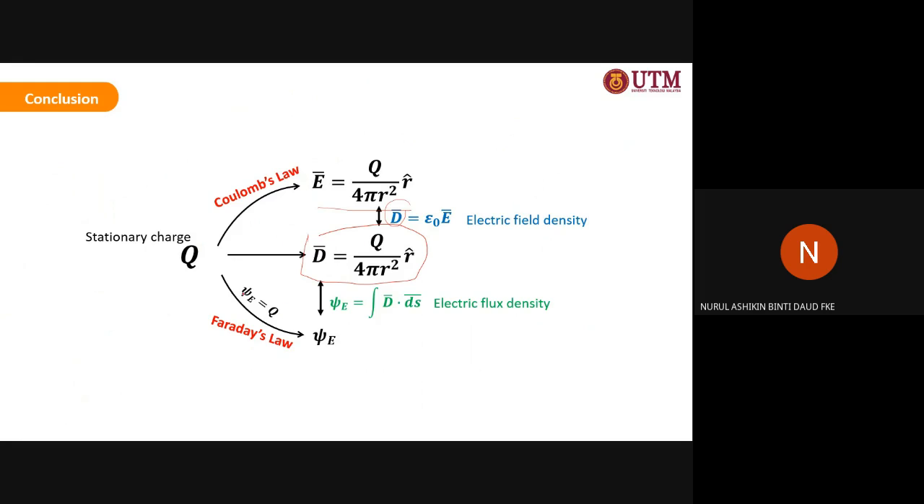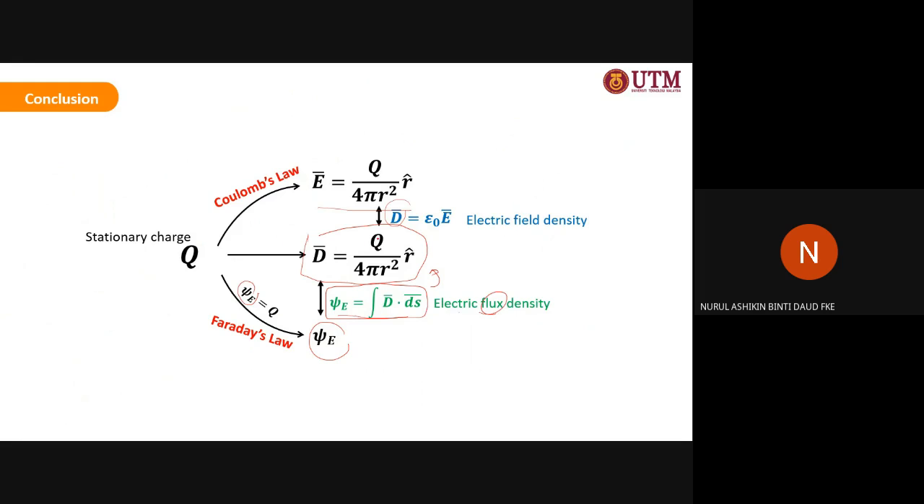And also from what we have discussed just now, based on the electric flux, we can also get the electric flux density by using this formula. Okay, so if you are dealing with this formula, the one that you will solve is electric flux density, because you are dealing with a flux line.